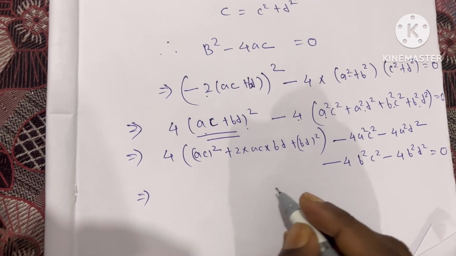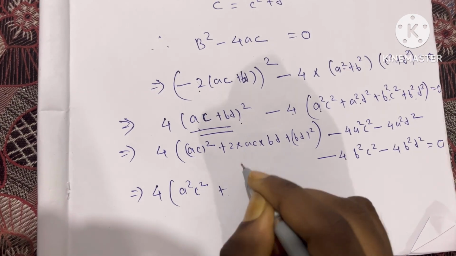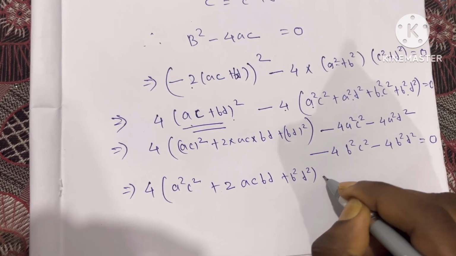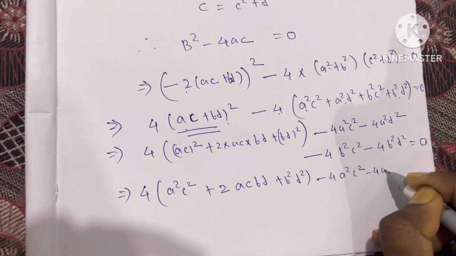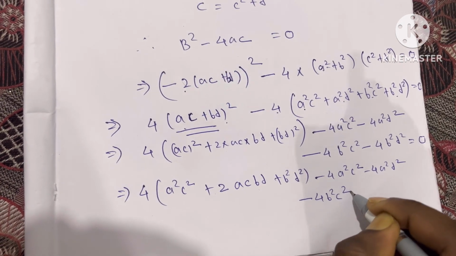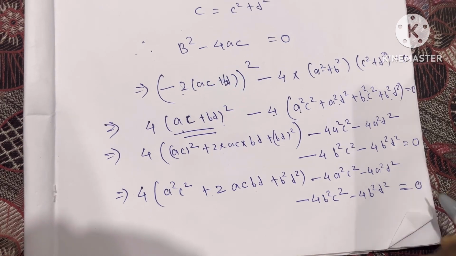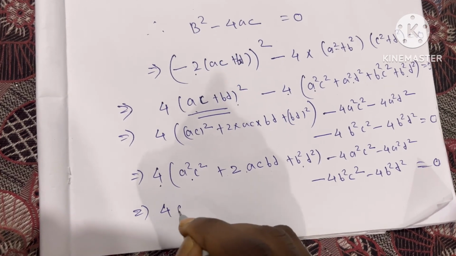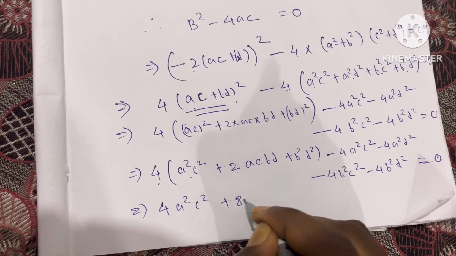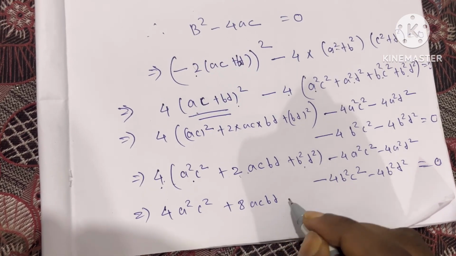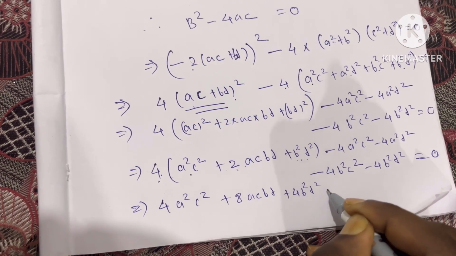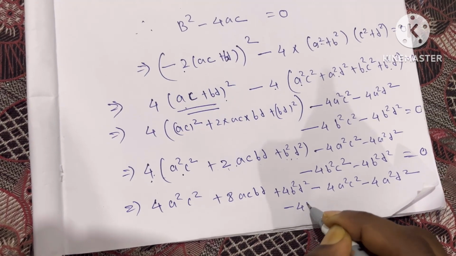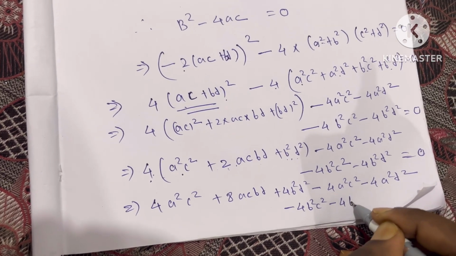So now if you simplify this, you'll get 4 into a square c square, then 2 acbd, yes or no, and b square d square. Then this is minus 4 a square c square, minus 4 a square d square, then minus 4 b square c square, then minus 4 b square d square, which is equal to 0. So if you multiply this by 4, you'll get 4 a square c square plus 8 acbd, 4 b square d square, then minus 4 a square c square, minus 4 a square d square, minus 4 b square c square, minus 4 b square d square equal to 0.